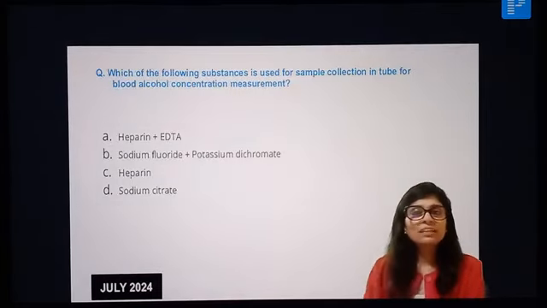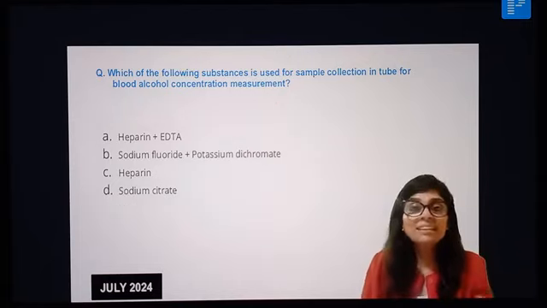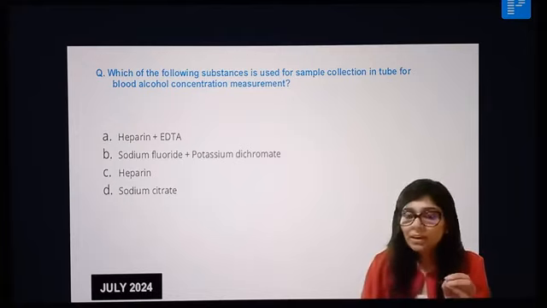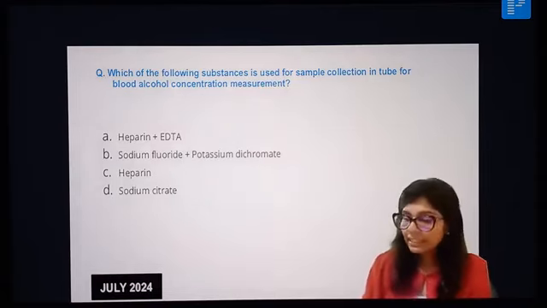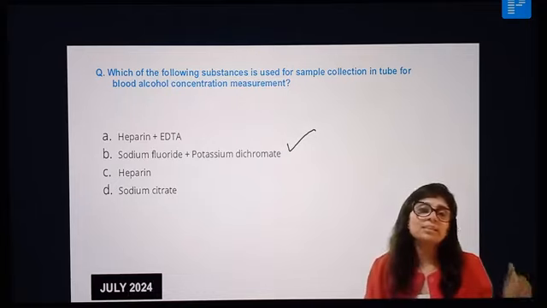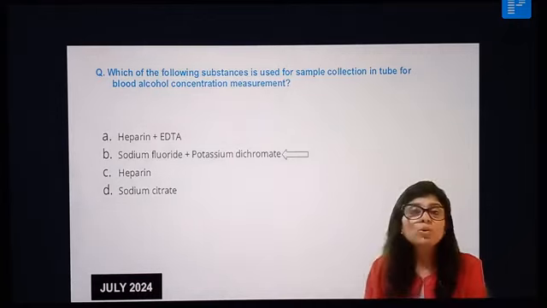So this is also a very recent question, July 2024 FMG paper. Which of the following substances, I have not seen this question even in INI-CET. Okay, that is why I'm asking all of you to not underestimate FMG preparation. Okay, you have to learn all 19 subjects conceptually. Please don't memorize answers. Please try to understand why and learn. Okay. Yes, the answer is sodium fluoride and potassium dichromate. Alcohol estimation, you cannot use a common anticoagulant like citrate or heparin or EDTA. You should use sodium fluoride and potassium dichromate.